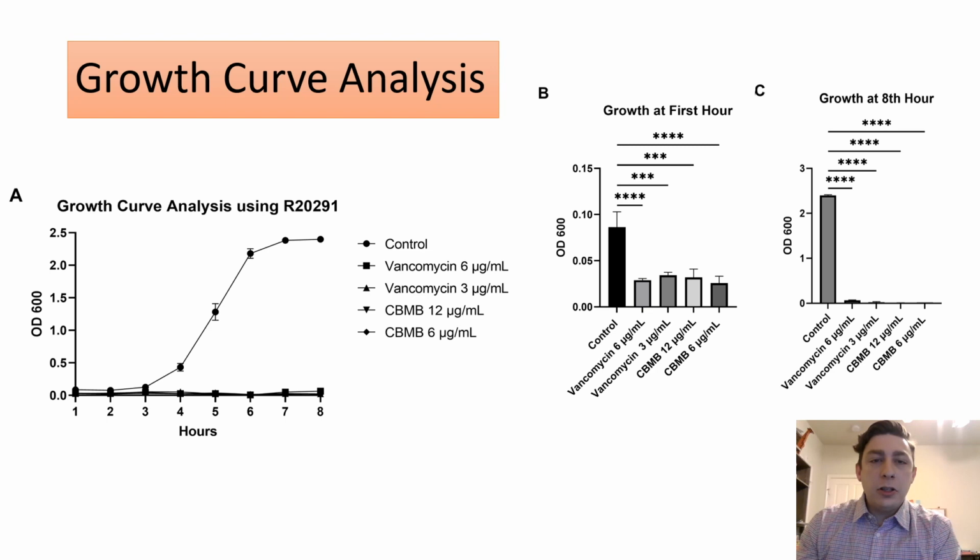This is better visualized if you look at figure B, where you can see that there is a very significant decrease in OD compared to the control within just the first hour of growth. Looking at figure C, you can see this trend kept through the whole 8 hours, where there's a significant decrease in OD between treatments when compared to the control. It is also important to highlight that CBMB performed similar to vancomycin at similar concentrations for the 8 hours.